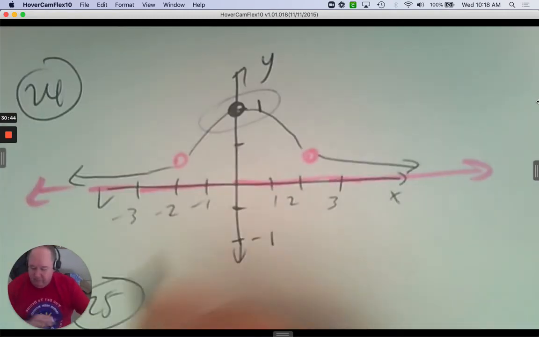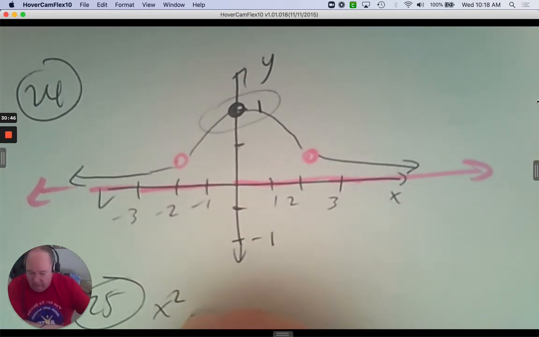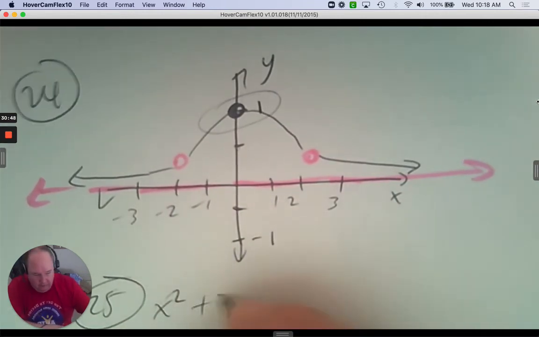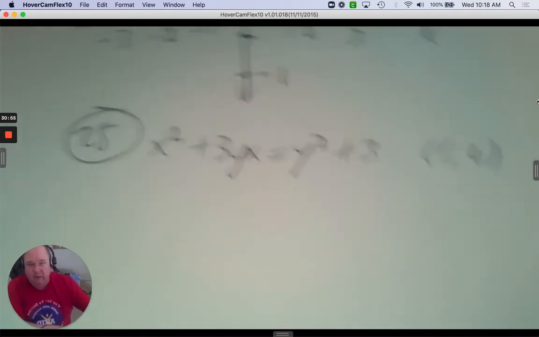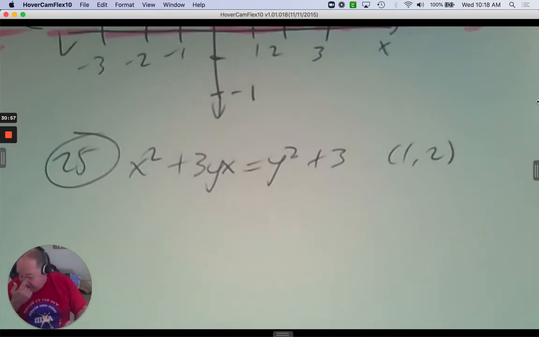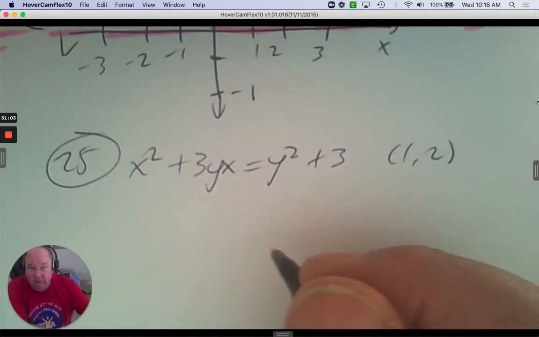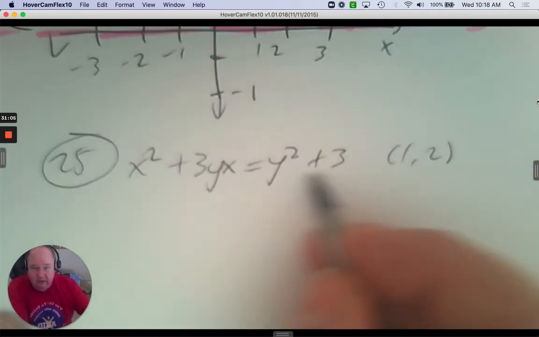Number 25. We have x squared plus 3yx equals y squared plus 3, and we have the point (1, 2). The question is, find the equation of a tangent line. That's another way of saying take the derivative and then make an equation of a line out of it. So how do I take the derivative? A good step is this.